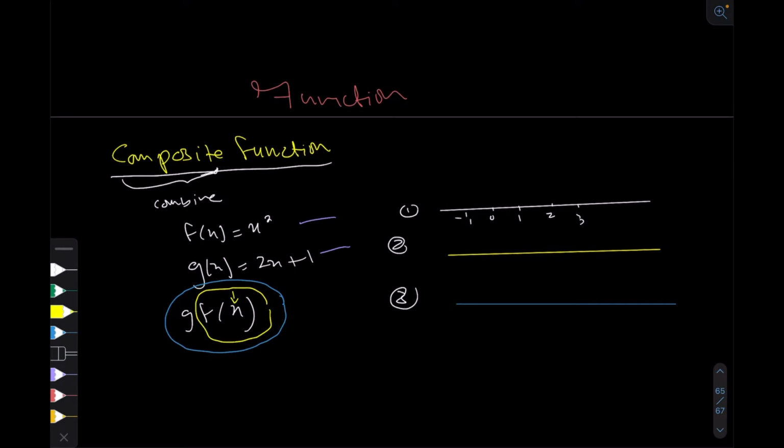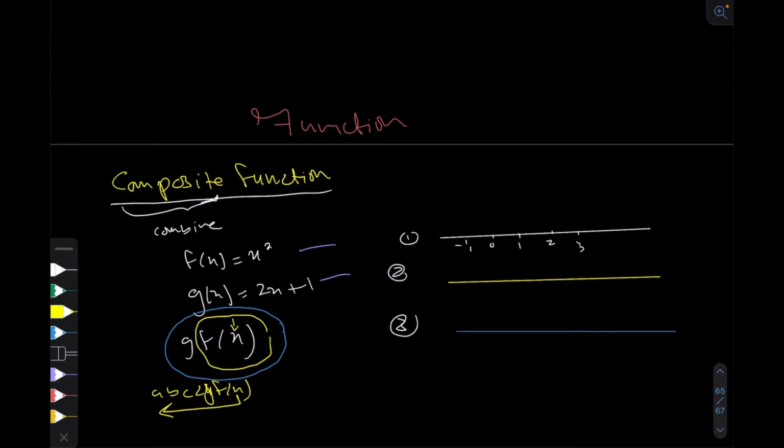And no matter how many letters there are, a b c d g f x, right? You always start from where you go to the left. That's just the convention we have chosen, and I'll show you using these number lines why that makes sense.